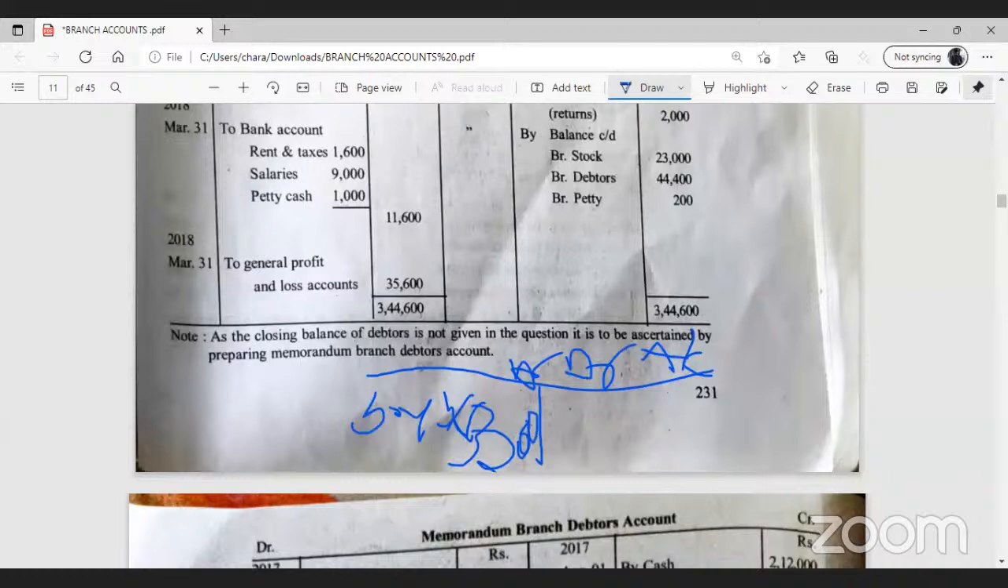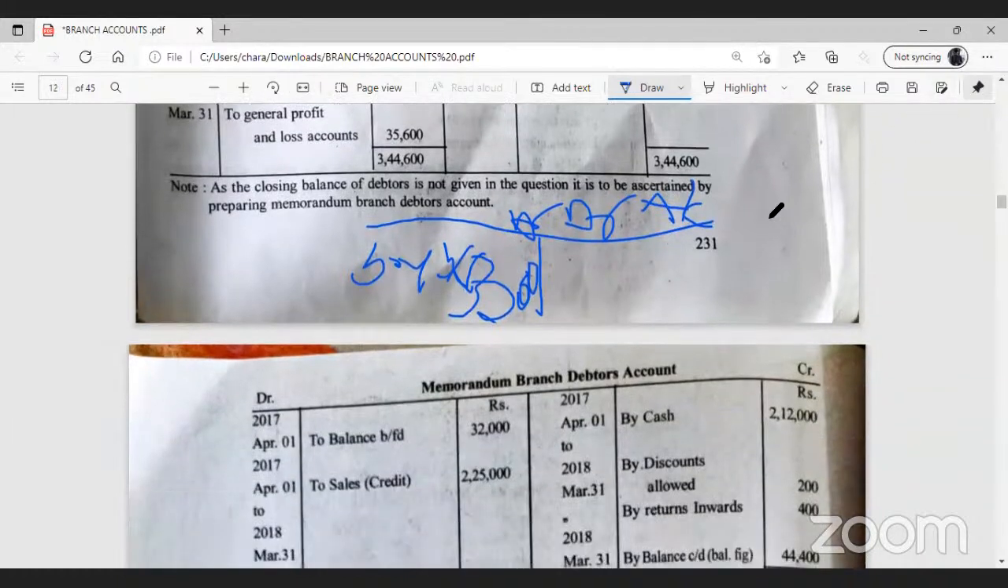And the next, credit sales. They made credit sales. Here it is given now. Anyway, here it is given.